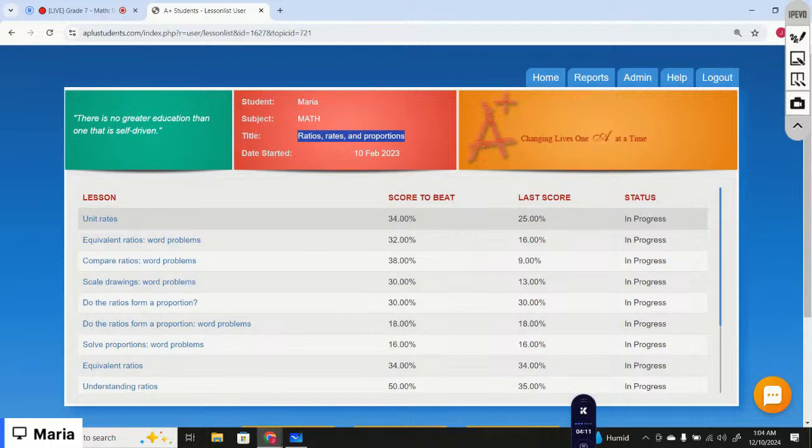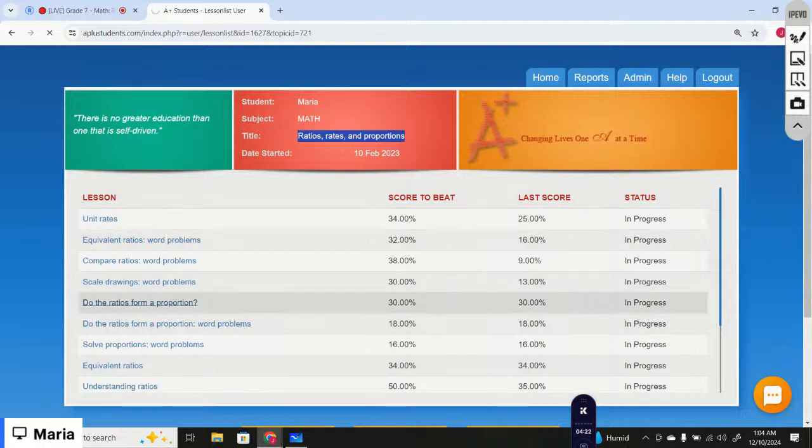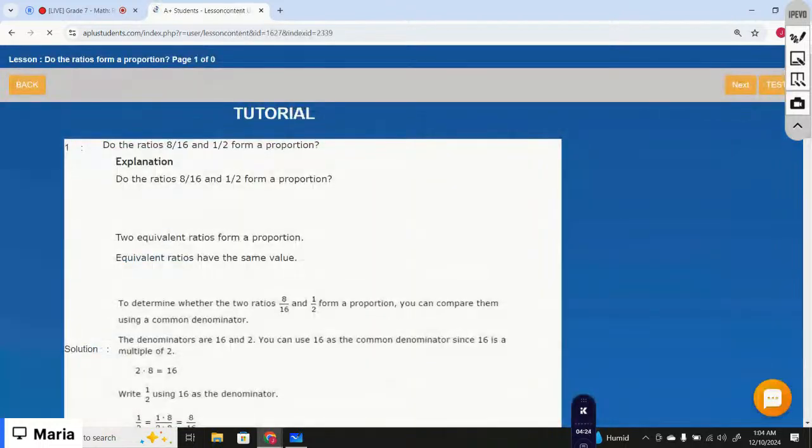Okay, here I'm on grade 7 math. The chapter we're on right now is ratios, rates, and proportions. Let's just start with the lesson that is do the ratios form a proportion. Let's start with the first example: do the ratios 8 by 16 and 1 by 2 form a proportion?